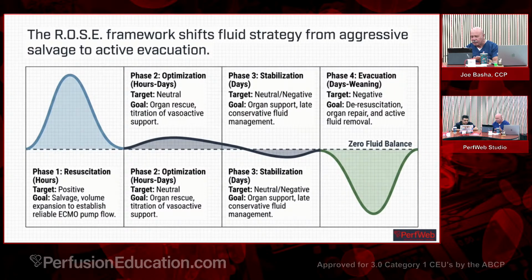The goal is organ rescue, titration of vasoactive support, and you want to be neutral on your fluid. Organ rescue, titration of vasoactive support in phase 2. Phase 3, stabilization. You have organ support, late conservative fluid management, and then you have your weaning, your evacuation, deresuscitation, organ repair, and active fluid removal.